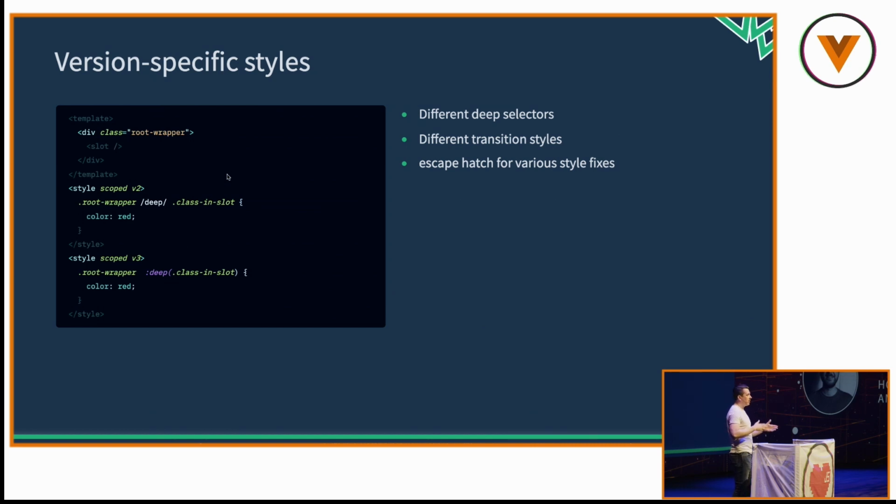Because otherwise, if we wouldn't do that, then the compiler for Vue 2 would complain about the code in the second style block, and the compiler for Vue 3 would complain about the code in the first style block, because they are different in these versions.